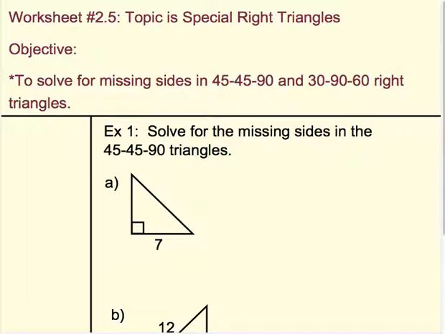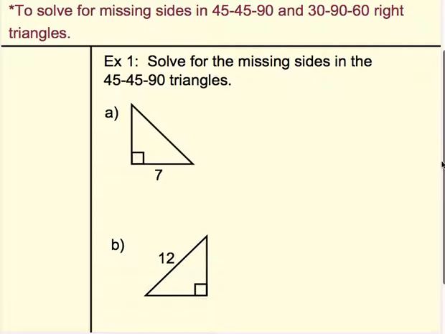Last topic, we're on special right triangles. So remember that in a 45, 45, 90, the two legs are the same, and the hypotenuse is in a ratio of times the square root of 2. For 30, 90, 60, and I talked about this when we went over the MCA prep, I write this out of order because across from the 30 is the 1, across from the 90 is the 2, and across from the 60 is x times the square root of 3.